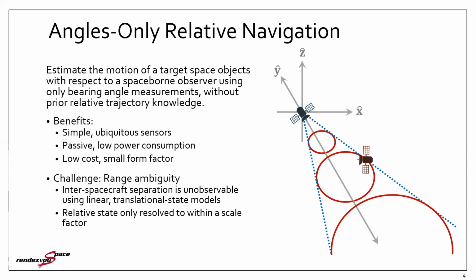The main challenge associated with angles-only navigation is a range ambiguity that arises when using linear translational state dynamics models, which predict the same bearing angle behavior regardless of the range to the target spacecraft.